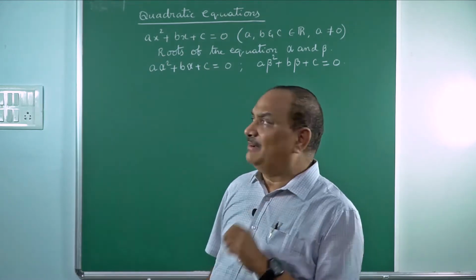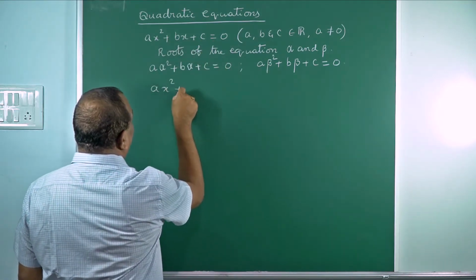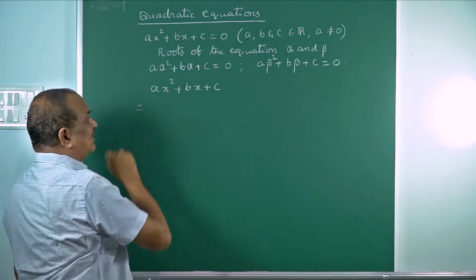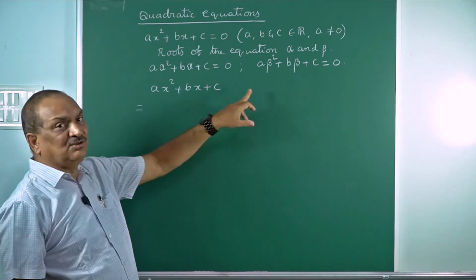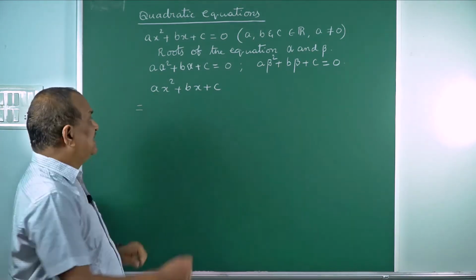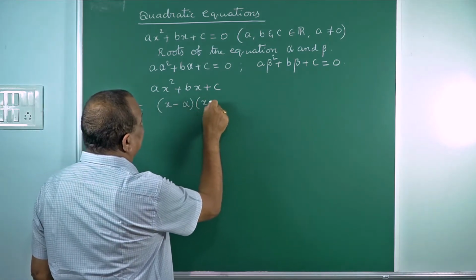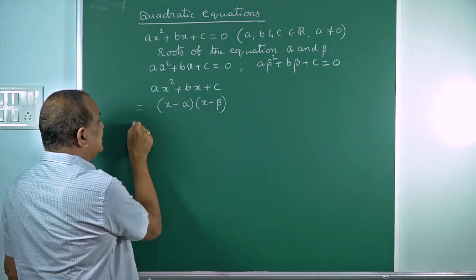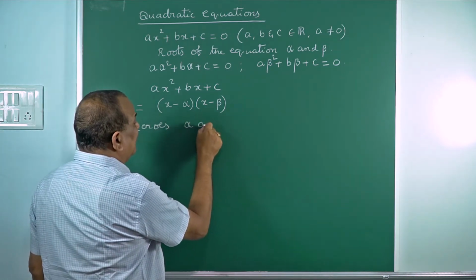Say I have ax square plus bx plus c. This is the polynomial part. This is not an equation because I am not writing is equal to 0. If this can be factorized, for example, into x minus alpha times x minus beta, then by equating to zero, what did we say? The zeros of the polynomial we calculated. Zeros are alpha and beta.